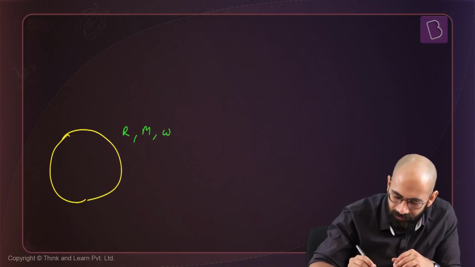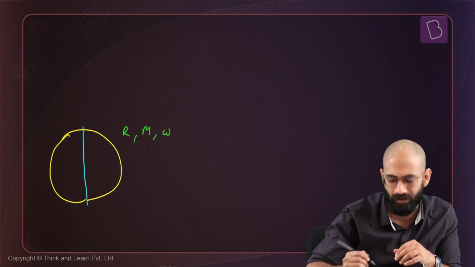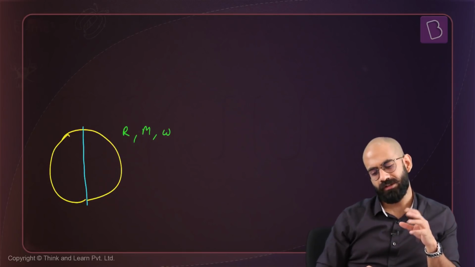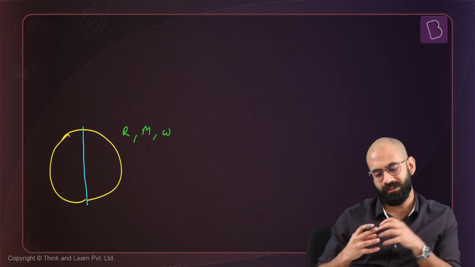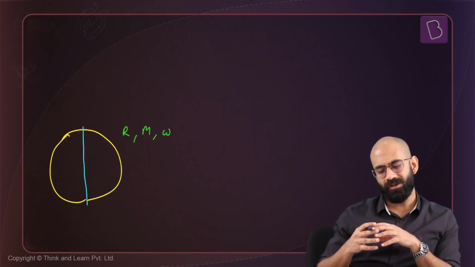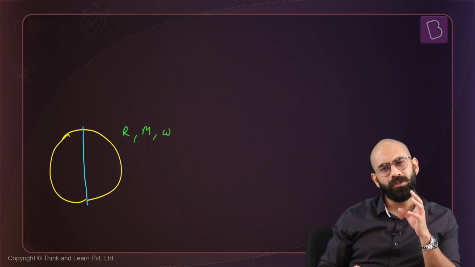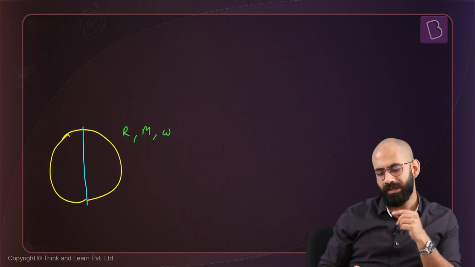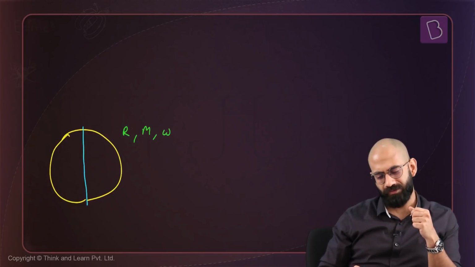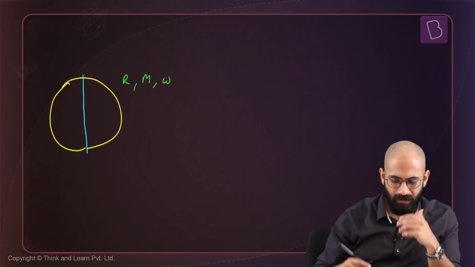If I just had to split it like this, then you'll notice that this one half is touching the other half with multiple points. It's almost impossible to figure out how much force will be applied at each point. So how will you go about this problem?